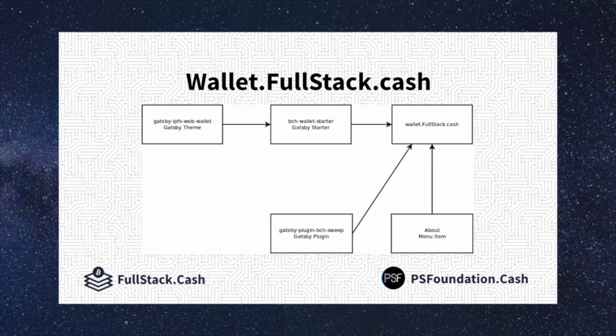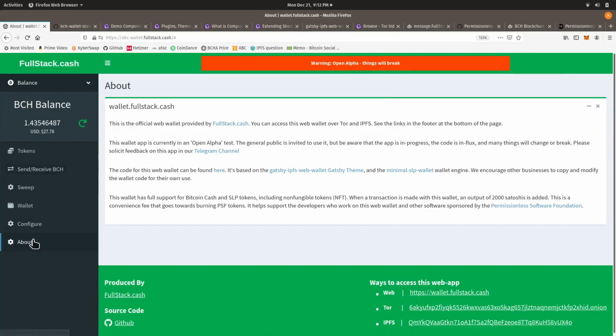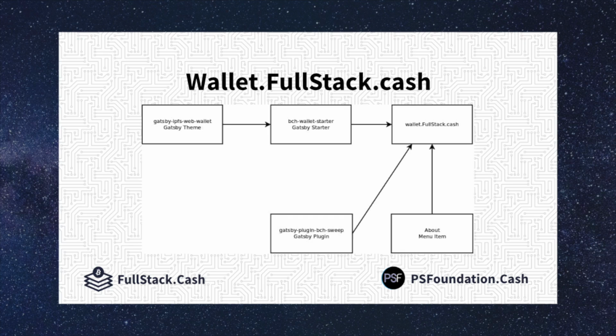And so the way this site was built was the same way, where it started with the IPFS Gatsby IPFS web wallet Gatsby theme, and the BCH wallet starter, and we generated a new site just like we showed at the beginning of this video. I removed the transaction history component and I converted that demo component into an about page. This is literally the same component, I just changed the text.